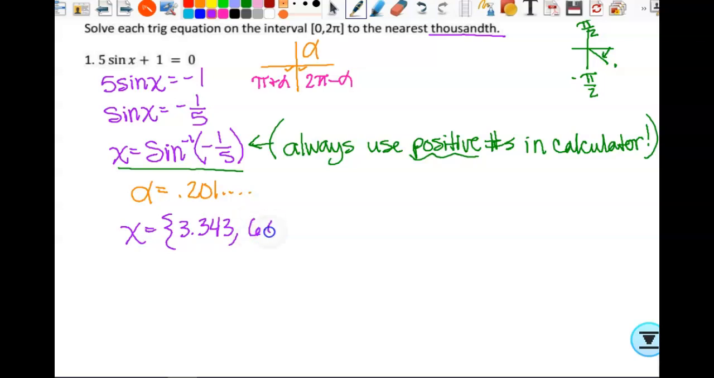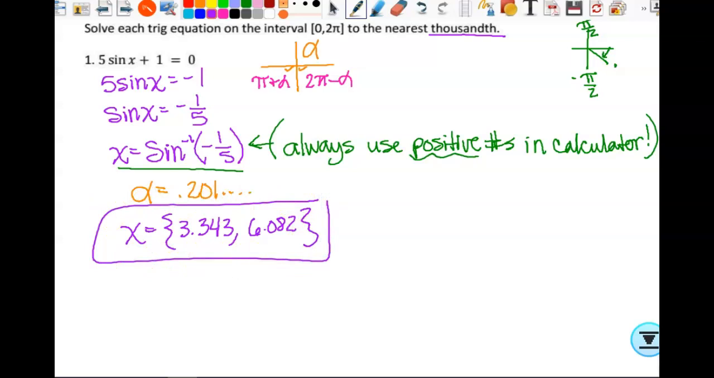And I get 6.082. And those are my two numbers. And this is between 3 and 4.5. This is between 4.5 and 6-ish, so that looks like third and fourth quadrant angles for me.